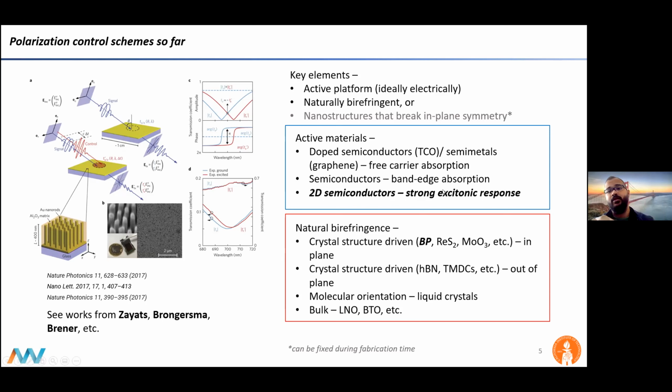We obviously have semiconductors, which have band edge absorption, and the relatively new class of systems, which is 2D semiconductors with strong excitonic response. In terms of natural birefringence, if we think about the crystal structure driven response, we have two kinds of birefringence that was discussed in the previous talk: in-plane birefringence, and then out-of-plane. And then you have more bulky systems like liquid crystals and lithium niobate and barium titanate. But for today's talk, I'll focus on this particular material that has in-plane anisotropy, which is black phosphorus.